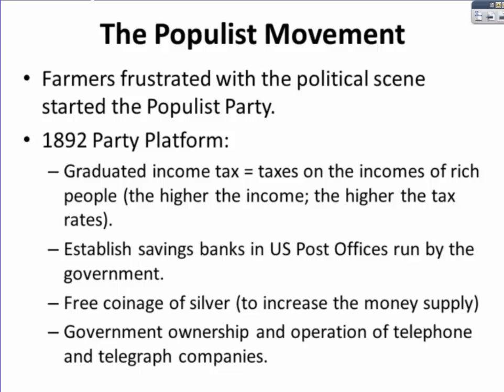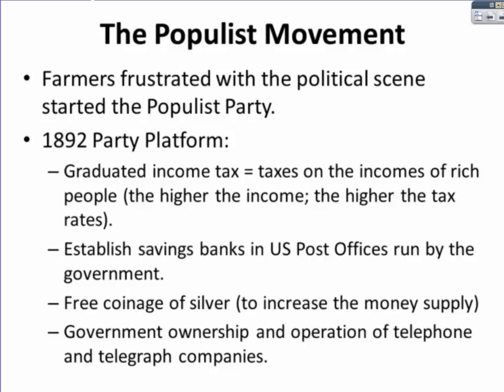The 1892 party platform during the presidential election, in which William Jennings Bryan ran for president, included a graduated income tax, meaning that taxes on the incomes of rich people would be higher than the taxes of people making lesser incomes. So the higher your income got, the higher the tax rate got. Also, to establish savings banks and U.S. post offices run by the government.